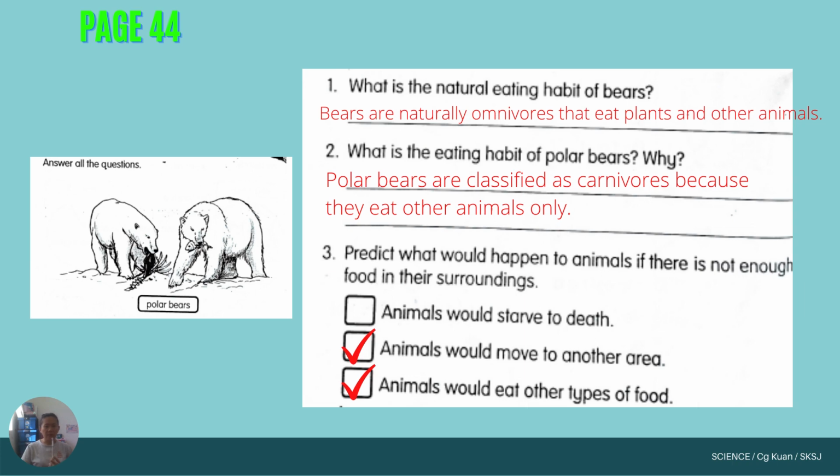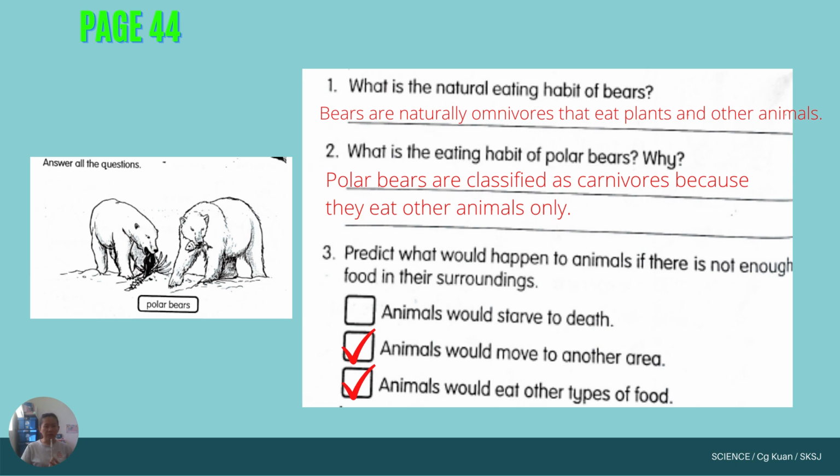Question 1. What is the natural eating habit of bears? Bears are naturally omnivores that eat plants and other animals. Question 2. What is the eating habit of polar bears? Why? Polar bears are classified as carnivores because they eat other animals only.